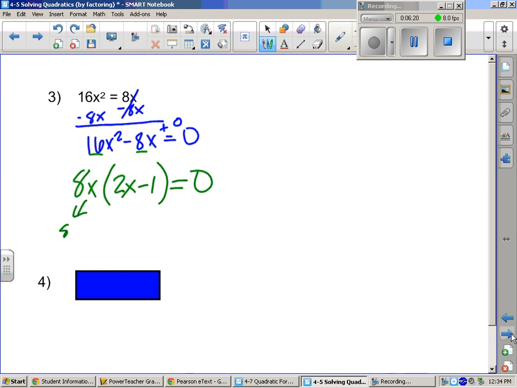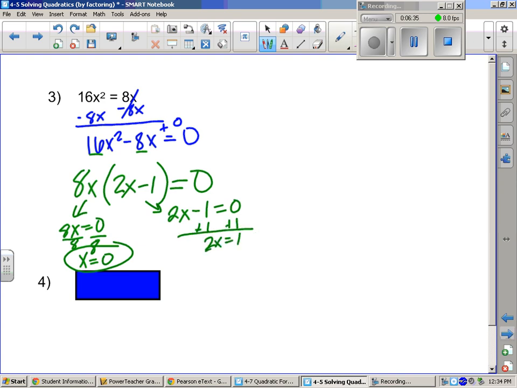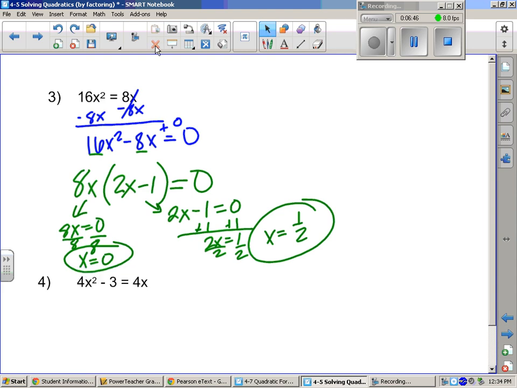Supposed to set the factors equal to 0. This is my A. So 8x equal to 0. When you solve that, you're still just going to get 0. X equals 0 is one solution. For this one, 2x minus 1 equals 0. We will have to add 1, and then divide by 2. So we'll get 1/2. Two solutions. All right. You want to do the last one? May I, please? Of course.